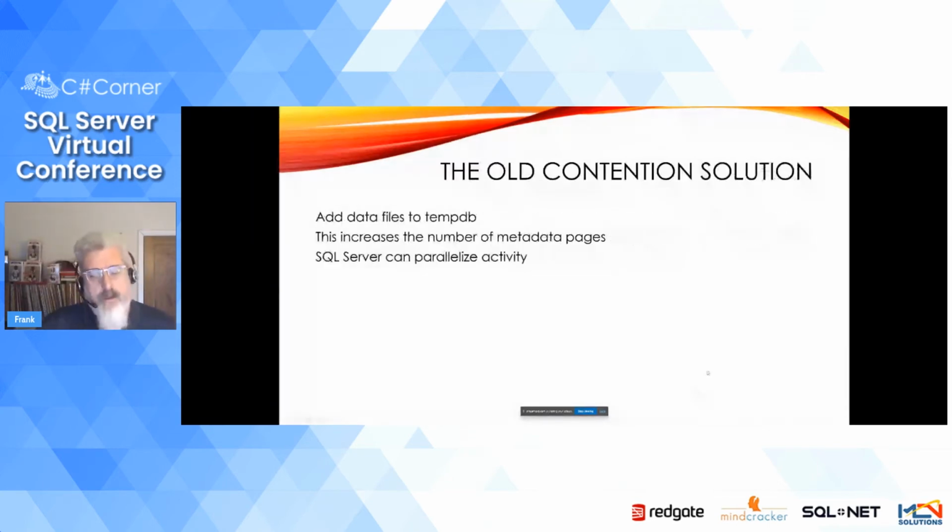And so the old contention solution is to add data files to tempdb. The general rule of thumb is to start with 8. And then if you still have problems, look at adjusting that number up or down. What that does is increase the number of those metadata pages, and it allows SQL Server to effectively parallelize that activity. So that's great, but that pushes that contention down the road a little bit.